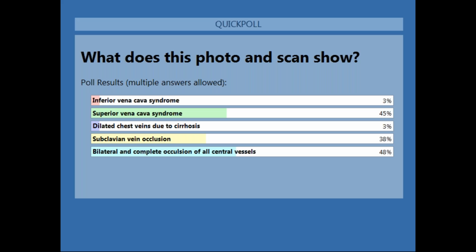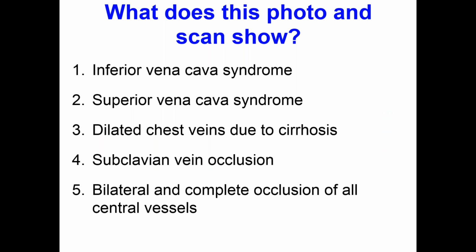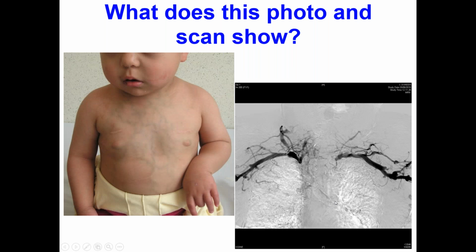So what we see in this photo is clearly superior vena cava syndrome, with dilated veins along the chest wall and a significant swelling on the upper part above his superior vena cava drainage area. You also see on the arteriogram bilateral and complete occlusion of all his central vessels. And in such a young child, this is a devastating picture.